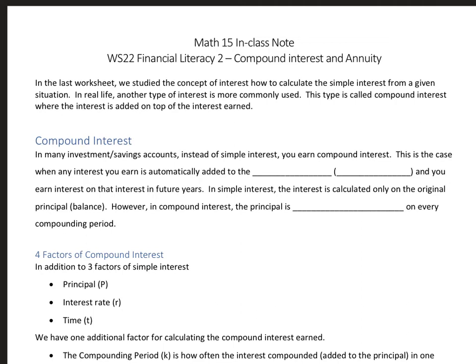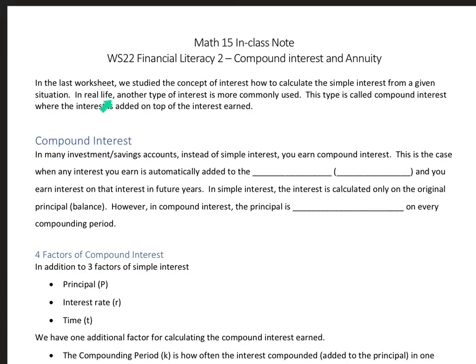All right, let's look at worksheet number 22, Financial Literacy 2. Here we talk about compound interest and annuity. In the last worksheet, we studied the concept of interest. This is the fee you have to pay to borrow money, or the fee you charge to lend money. We also learned how to calculate the simple interest from a given situation.